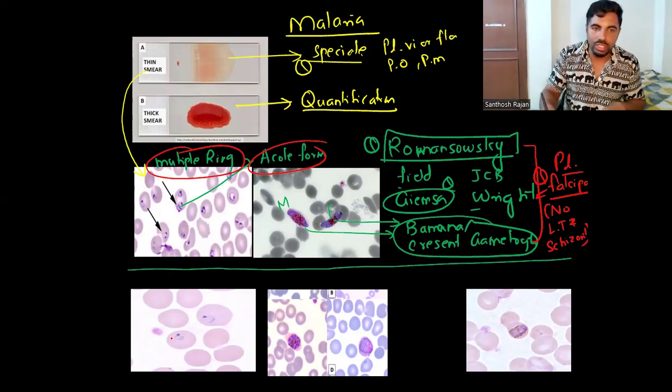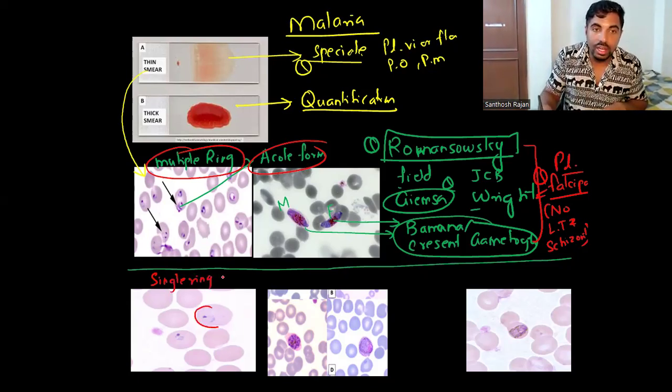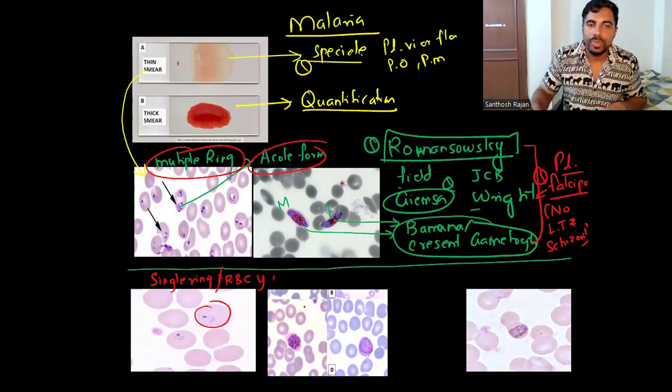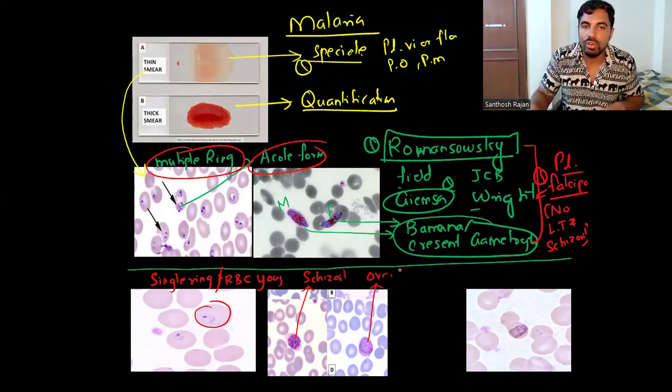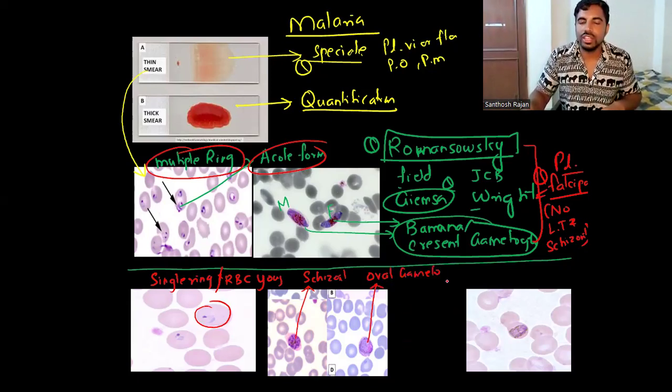But for example, you see down here, single ring, now double single ring, big RBC. See, big RBCs, RBC size is increased. That means it's affecting the young RBCs. Okay, it's basically young RBCs. And you see the schizont, a very beautiful schizont with merozoites. And then you see a round or oval gametocyte. So these things are characteristic for which one? These things are characteristic for Plasmodium vivax.